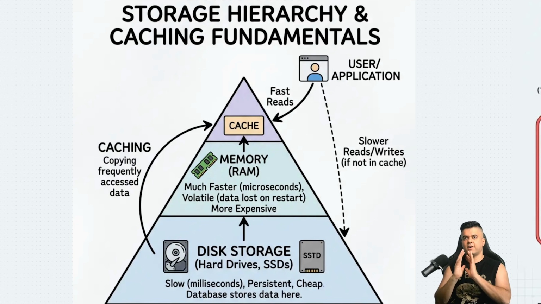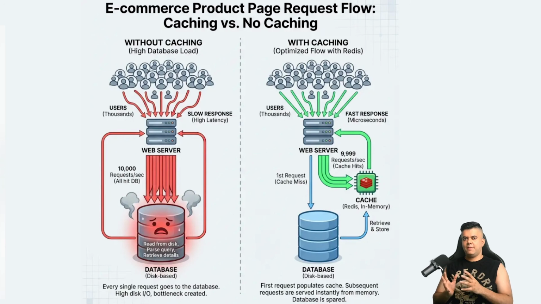Now, with the help of this diagram, let's look at how this works in a real system. Let's say you have an e-commerce website and thousands of users are viewing the same product page. Now, if we go without caching, which is what you see on the left, every single one of those requests will go to the database. The database has to read from disk, parse the query, retrieve the product details, and send it back. If you have 10,000 requests per second, that's 10,000 database reads per second, all for the same exact data.